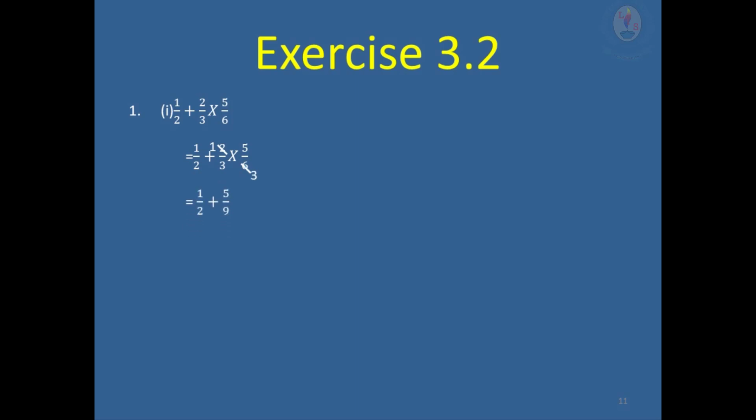1 over 2 plus 1 times 5, 5, 3 times 3, 9. In additions, we need to take the common denominator. How can we take the common denominator? By finding the lowest common multiple of the denominators. As we did before, we can get that the common denominator is 18. Then 18 divided by 2, we are getting 9. Then we need to multiply both numerator and denominator by 9. 1 times 9, 9. 2 times 9, 18.